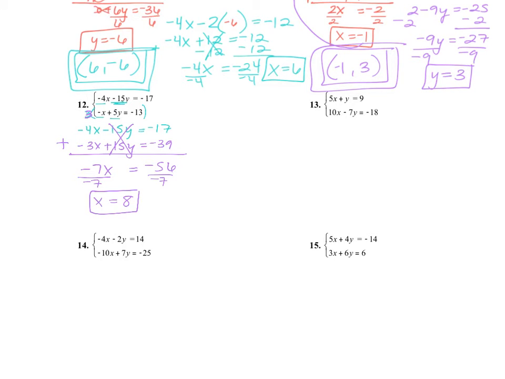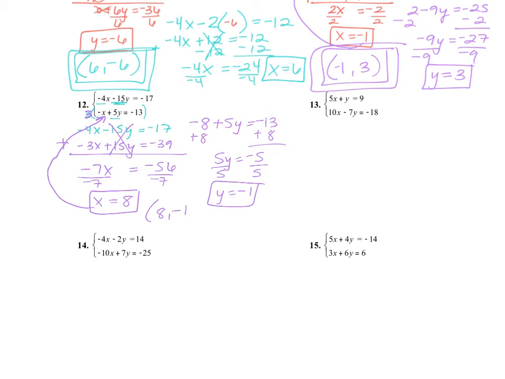Okay, then I would come back up here and plug it in probably to this second one. You can do it to any one of them. So it would be a negative x, so negative 8 plus 5y equals negative 13. So I'm going to add 8, and I get 5y equals negative 5, and then divide by 5. So y is negative 1, which means my answer is the point 8, negative 1. Okay, so we just had to multiply the one equation that time to get us opposites.